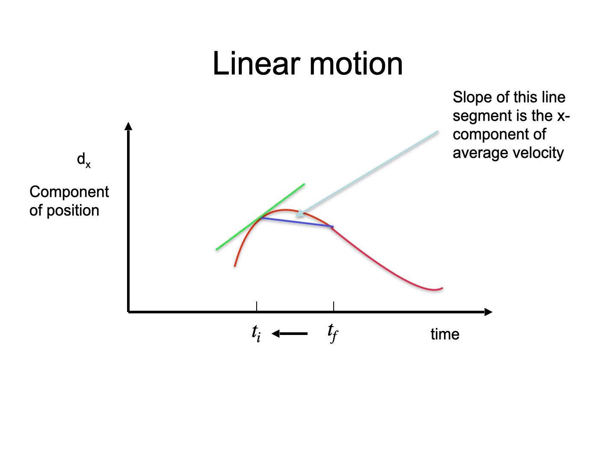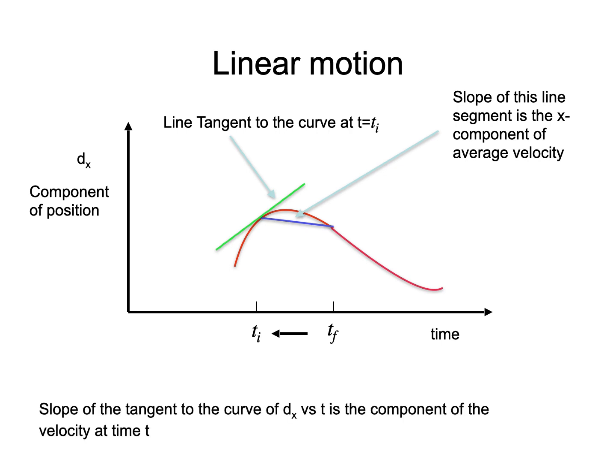This green line is called the tangent to the curve, and it crosses the curve at Ti, di, and its slope is the same as the slope of the line segment joining Ti, di to Tf, df, when the difference between them is infinitely small. The slope of the tangent line is equal to the x component of the velocity. This slope of the tangent line can vary from each point of the curve, so the velocity is a function of time.